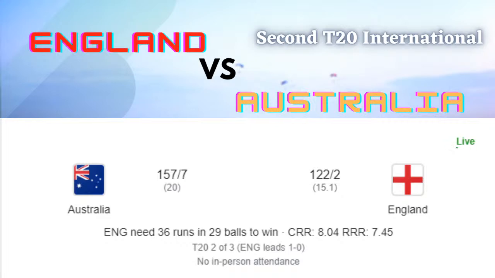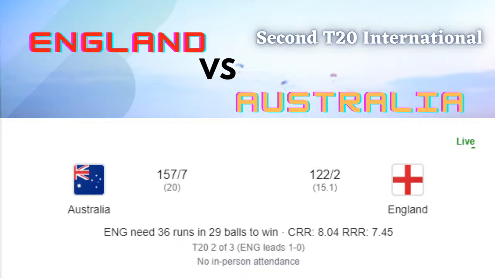Second ball, Ashnagar to Banton. Fuller ball swept in the air and taken by the fielder at deep square leg. It was swept and it went in the air, and good catch by Pat Cummins at the deep square leg boundary. So that is another wicket for Australia. England loses wicket at a crucial stage.